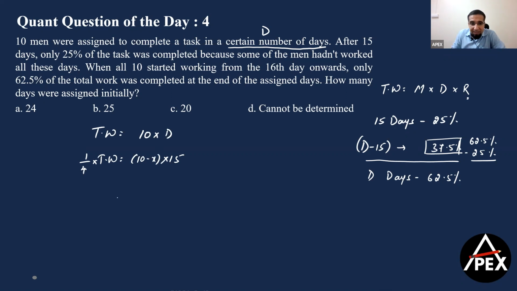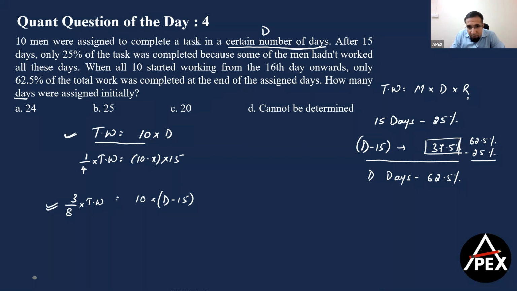Now, from the 16th day, all the 10 men worked till the end of the time period, which means let me take that as D minus 15. Clear? And in these D minus 15 days, 10 men worked, and we are told that 37.5% of the work is over. Now, 37.5 is nothing but 3/8 of the total work. Now, what are we supposed to calculate? We're supposed to calculate D here. So, we should be equating equation 1 and equation 3. We can get the value of D.